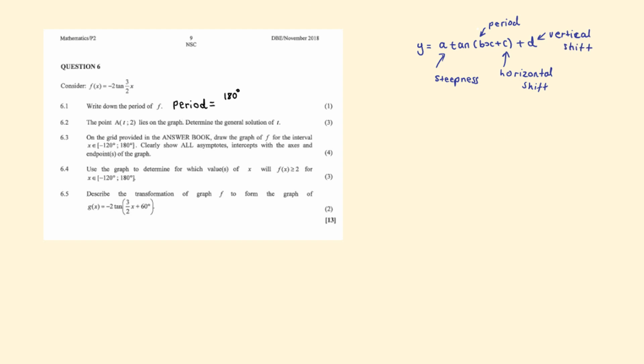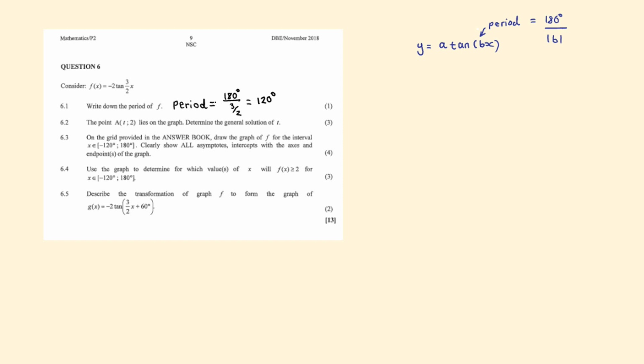Okay, question 6 then asks us to consider the function f of x is equal to minus 2 tan of 3/2 x. Okay, so now remember with trigonometric functions, our a value specifically for the tan graph determines the steepness, the b value determines the period of the graph, c is the horizontal shift, and d is the vertical shift. In our specific graph, we don't have any horizontal or vertical shift, we just have a change in period. Okay, so if we divide 180 degrees by 3/2, we get our new period to be 120 degrees.